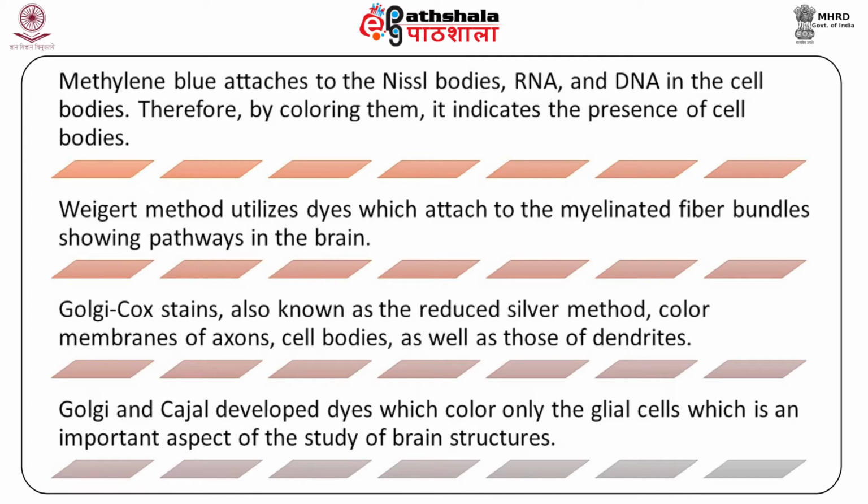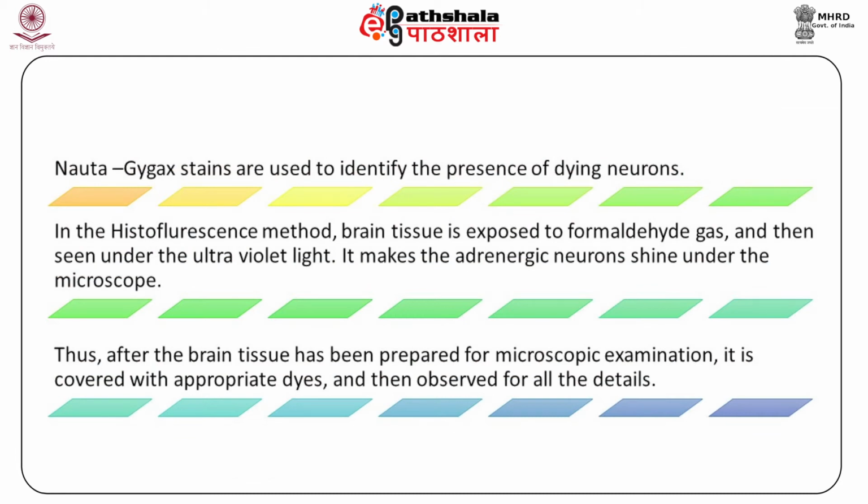Golgi-Cox stains, also known as the reduced silver method, color membranes of axons, cell bodies as well as those of dendrites. Golgi and Cajal developed dyes which color only the glial cells, which is an important aspect of the study of brain structures. Nauta-Gygax stains are used to identify the presence of dying neurons. In the histofluorescence method, brain tissue is exposed to formaldehyde gas and then seen under the ultraviolet light. It makes the adrenergic neurons shine under the microscope.